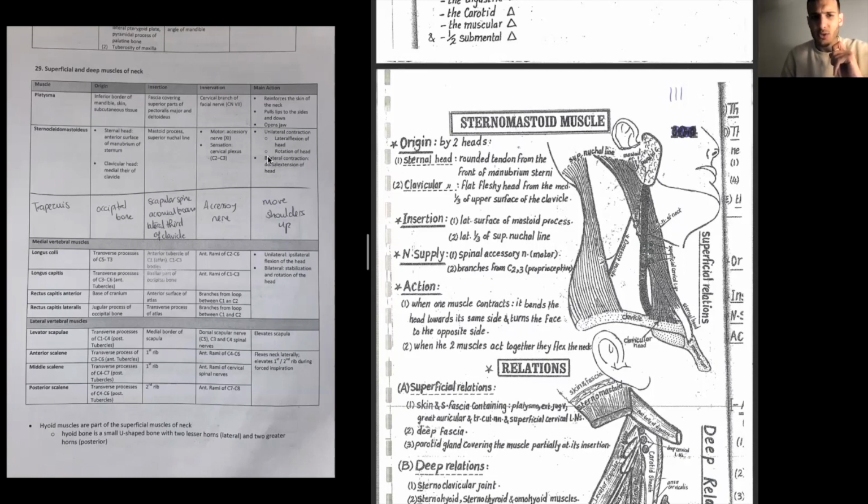And so the nerve supply is by the spinal accessory nerve and branches from C2 and C3 of the cervical plexus, for proprioception.